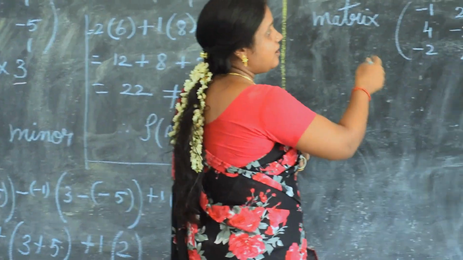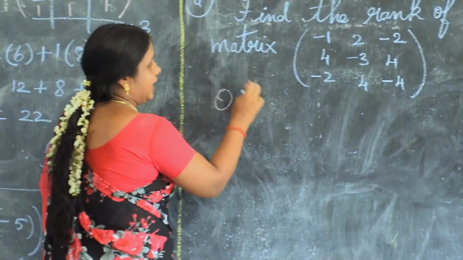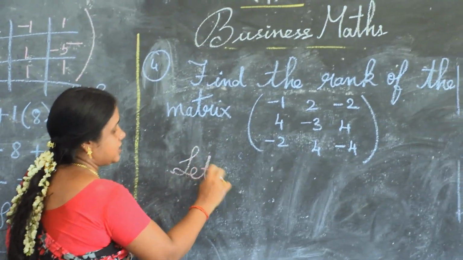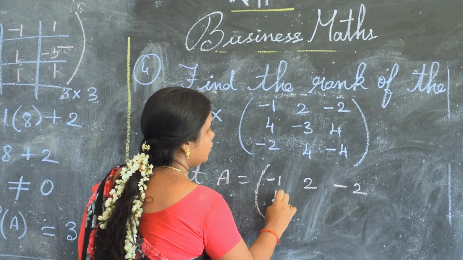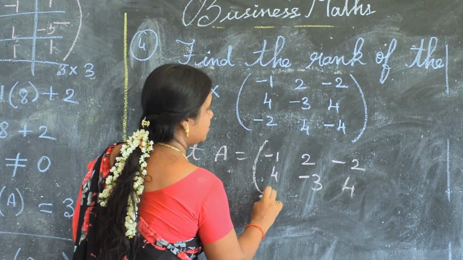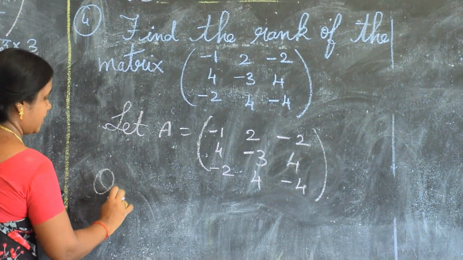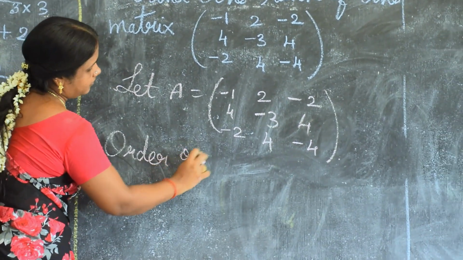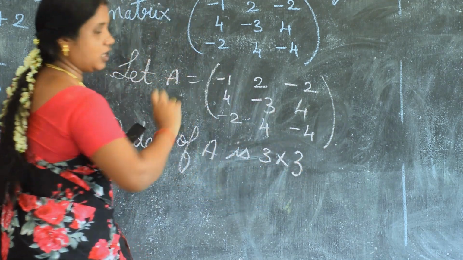Next our next problem is find the rank of the matrix. This is also 3 by 3. See, let A is equal to minus 1, 2, minus 2, 4, minus 3, 4, minus 2, 4, minus 4. What is the order here? What is the order of A? How many rows and how many columns? 3 rows and 3 columns.